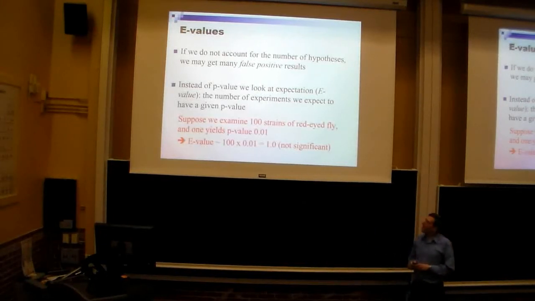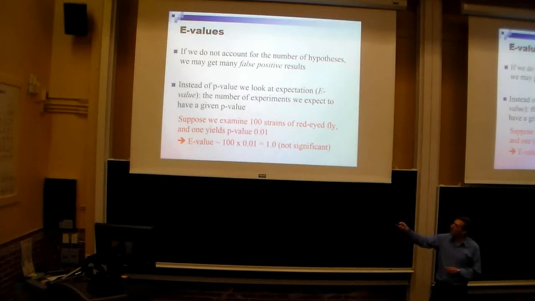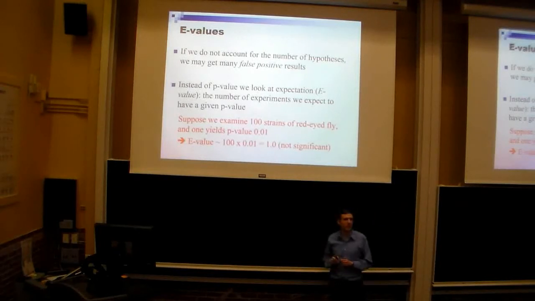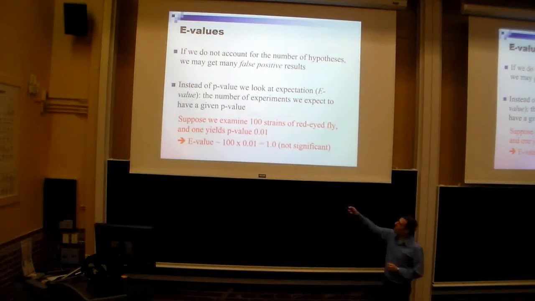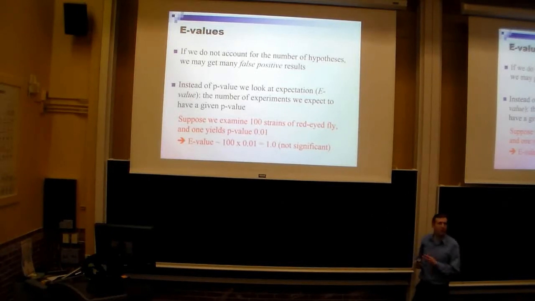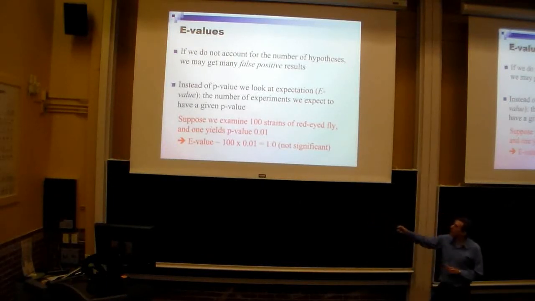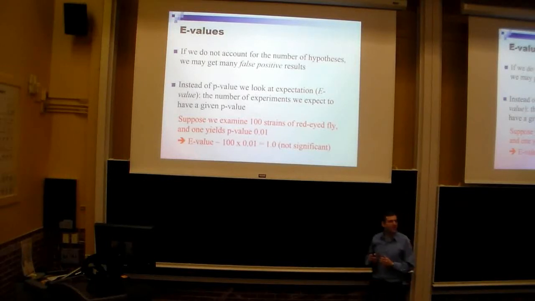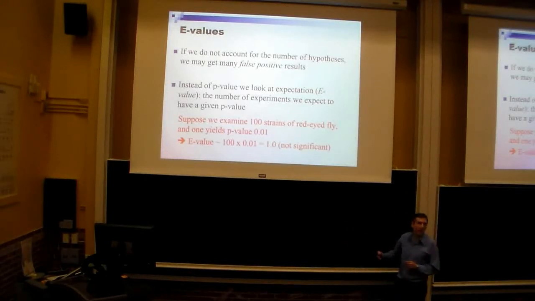So let's say we looked at 100 strains of red-eyed flies, and in one of those strains we found a p-value of 0.01, so something we think is at the threshold of significance. As long as our number of trials and our p-value are not too large, the e-value is approximately the number of trials or experiments times the p-value. So in other words, if you do 100 experiments and you have a p-value cutoff of 0.01, you expect by random chance that about one of those experiments will show up as significant, even if it really isn't. So that is the e-value corresponding to that p-value.